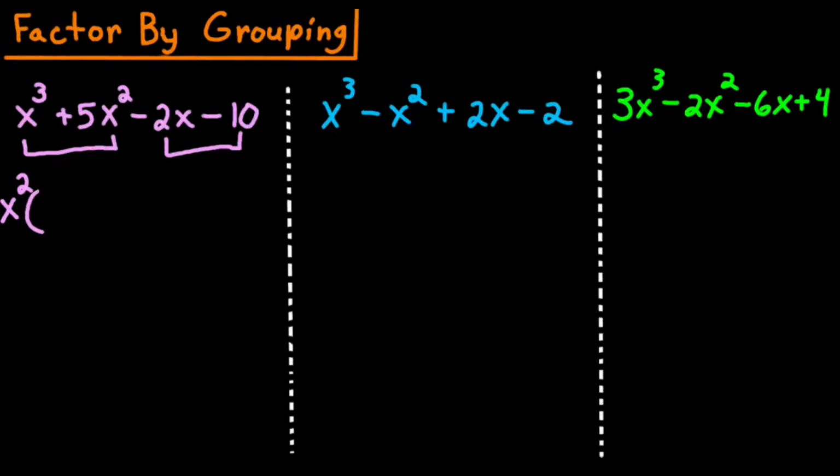So make it parentheses. And we're going to go ahead and divide by x squared. So x cubed divided by x squared will give you an x. Plus, keep the sign going. We have 5x squared divided by x squared. We're just left with a 5.